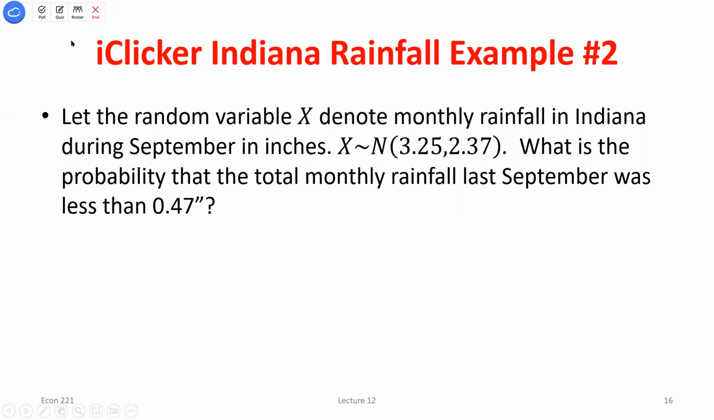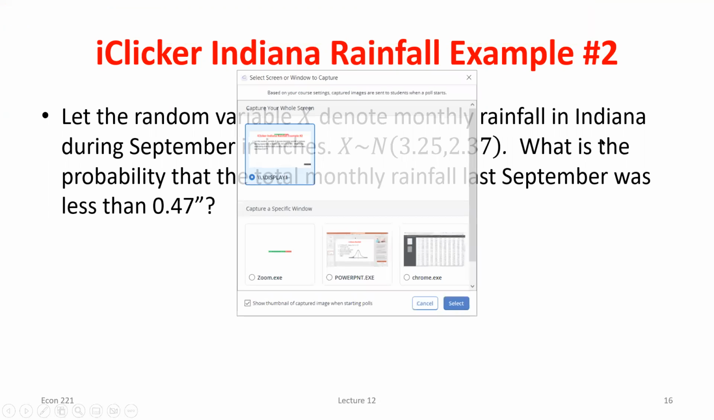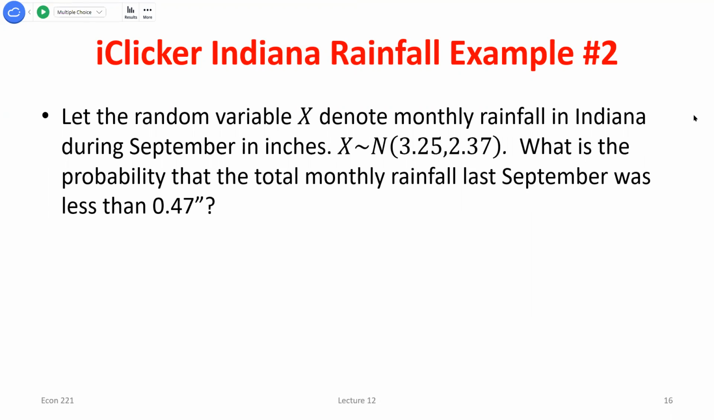So what I want you to do is think about, instead, September rainfall. You can calculate the mean, which is 3.25. You've got the variance, which is 2.37. Similar to the last one, you're given the variance. And you want to know the probability that monthly rainfall this last September was 0.47 inches or lower. Same sort of setup, just different values.